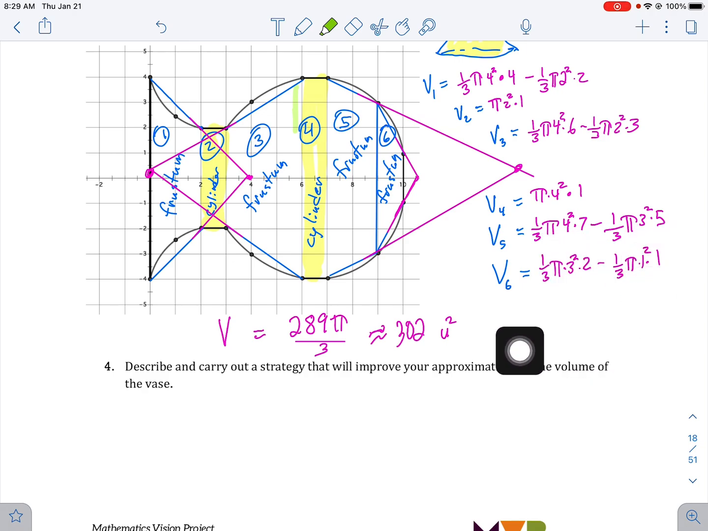pi r squared h. And finally, there is another frustum right here that approximates the end of this. Again, this is 1/3 pi r squared times h minus the cone that's missing, which is 1/3 pi r squared h. So it's always that. It's volume of cone and volume of the cylinder.